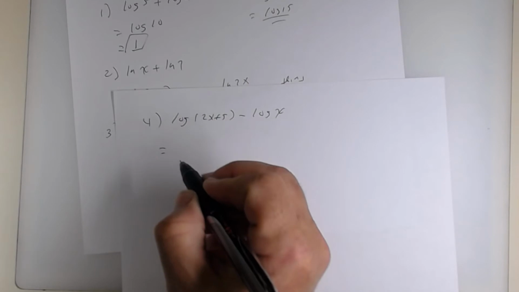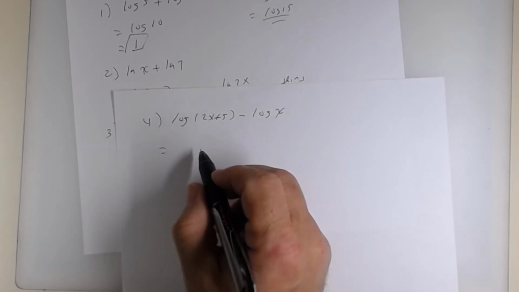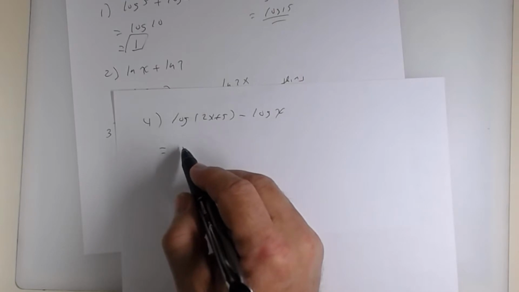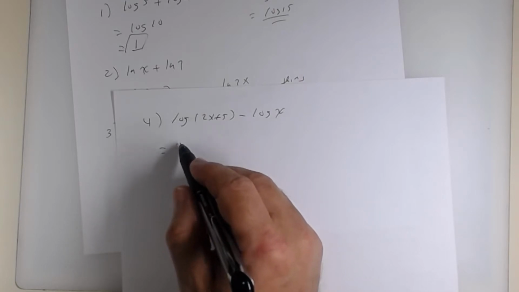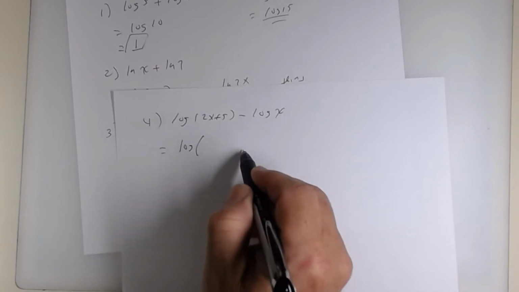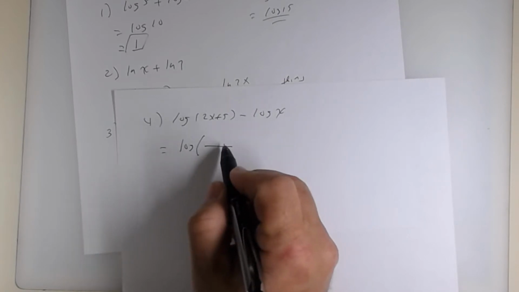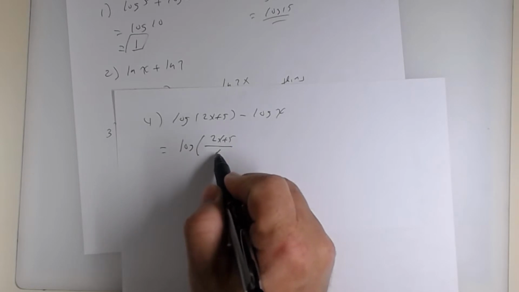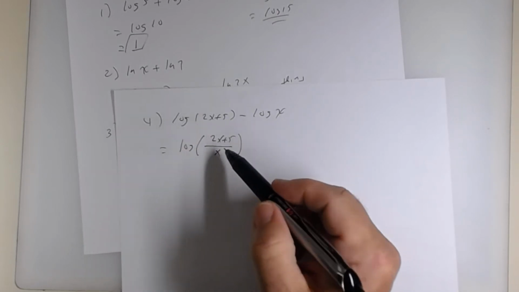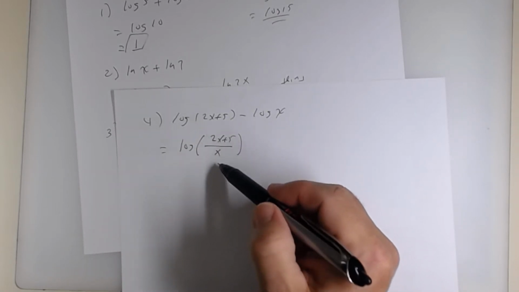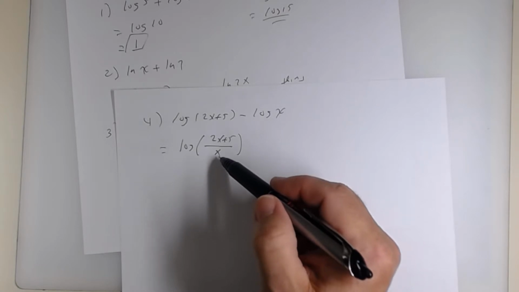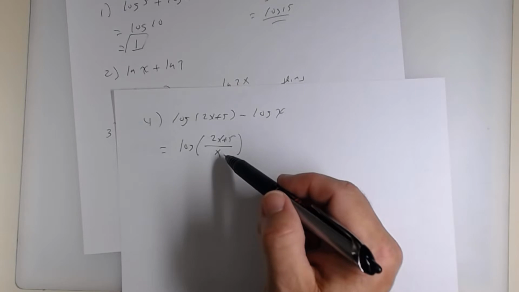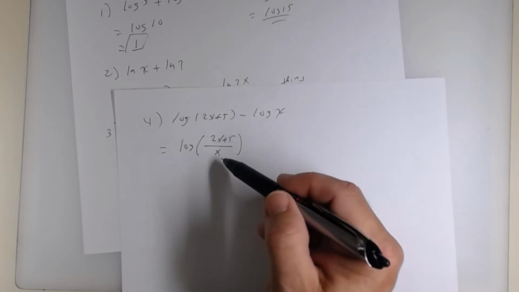It's still going to be the quotient rule. So log of 2x plus 5 over x. Is that right? In parentheses, your numerator is going to be 2x plus 5, and the denominator will be x. Now, don't make the mistake of dividing out these x's. You can't do that because of that 5. So just leave it as a fraction.